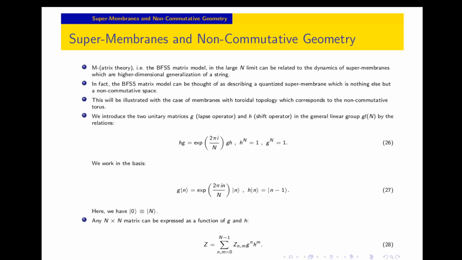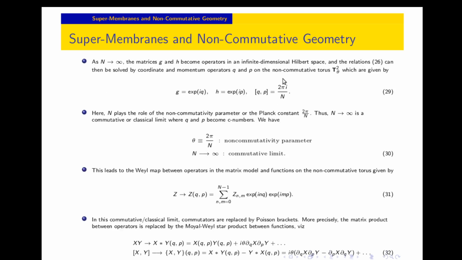We introduce two unitary matrices, G the lapse operator and H the shift operator, in the general linear group GL(N). These matrices satisfy specific commutation relations, which, as N tends to infinity, correspond to coordinate and momentum operators Q and P on the non-commutative torus. These are given in equation 29. Indeed, as N approaches infinity, the matrices G and H become operators in an infinite-dimensional Hilbert space. The non-commutativity parameter theta, which is equal to 2 pi divided by N, vanishes in this limit, leading to a commutative or classical space, where Q and P become ordinary numbers.